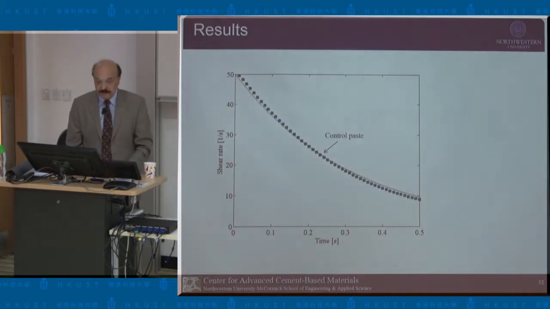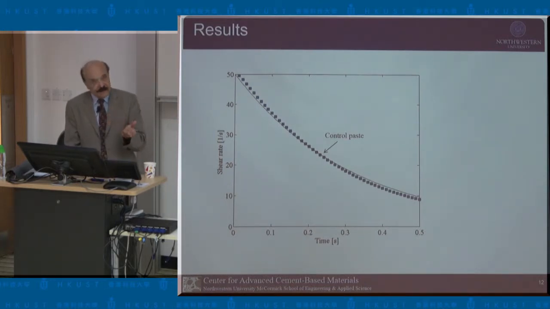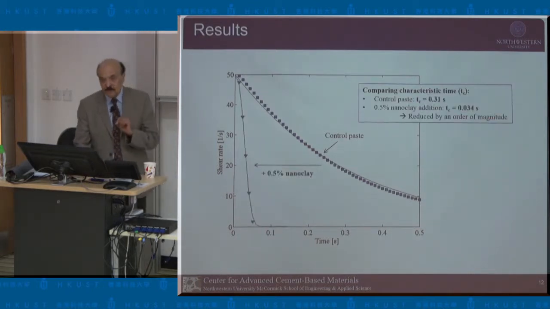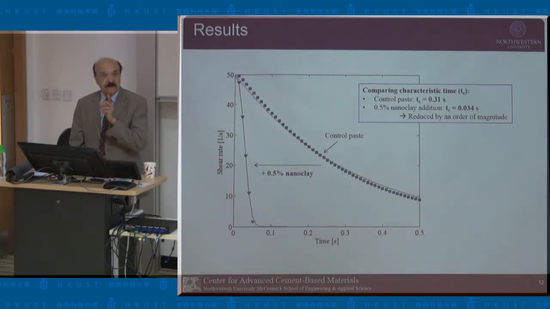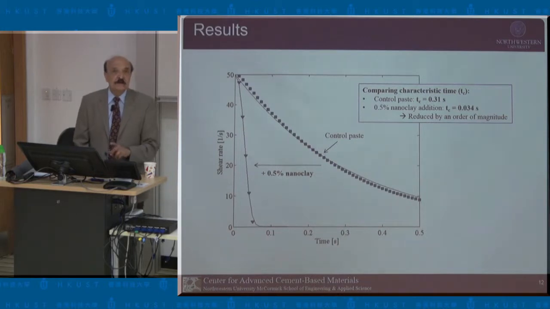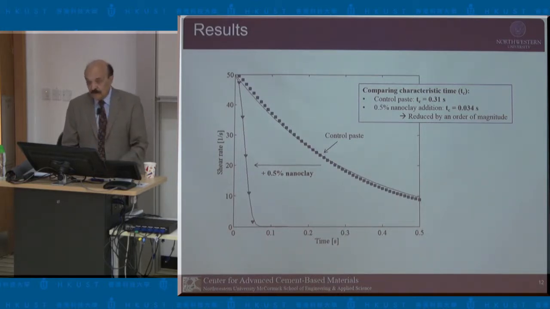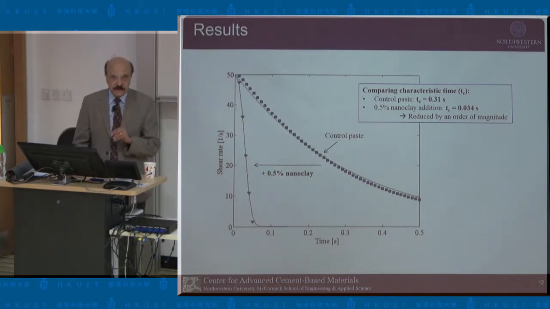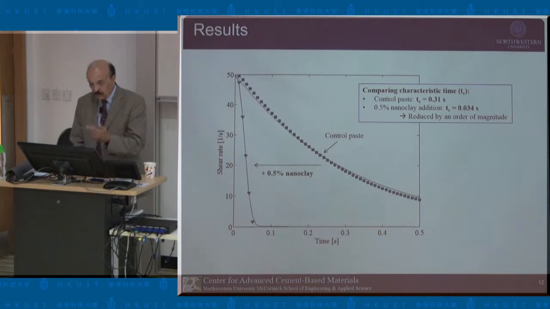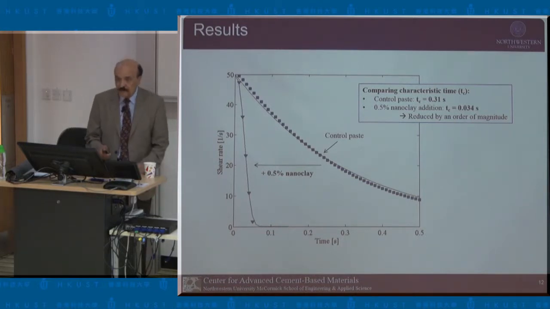And I will show you an example of what we observe. So this is the cement paste. So this is the decay time under constant shear rate, the time it requires. And then when we have added this small amount of nanoclay, you can see the time is an order of magnitude longer. So this is a very good way of measuring thixotropy. Obviously, as I said, how it changes with cement chemistry, with admixtures, could be a very good way.